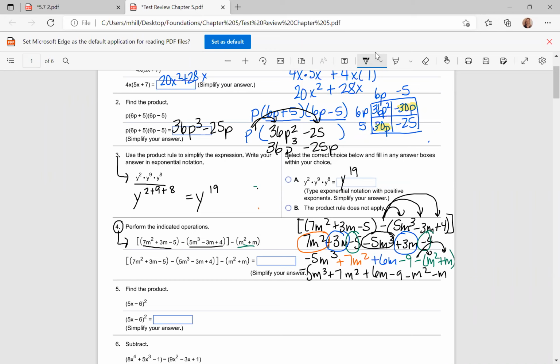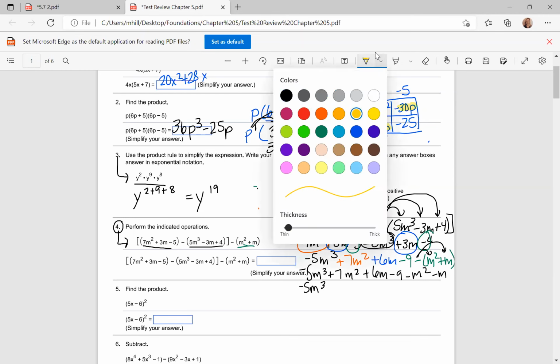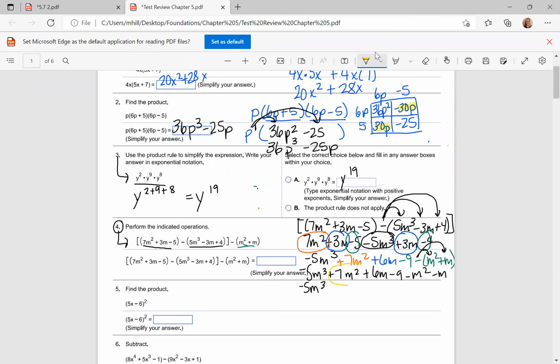So I'm looking through here. I don't see any other m to the third, so I'm going to write that down. This time, I do have a positive 7m squared, and this would be minus 1m squared. If there's no number there, it's a 1. And so 7 minus 1 would be 6m squared.